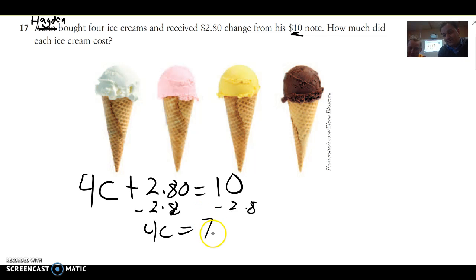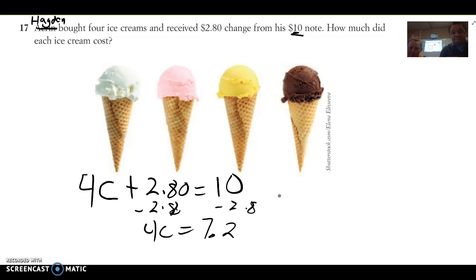7 what? 0.2. $7.20, right? All right. So now I know that the 4 ice creams, if you were to take away that $2.80 change you got, would be $7.20. So that's what the total for all the ice cream costs. But we want to know what each ice cream costs. So what's the next step to solve this equation?